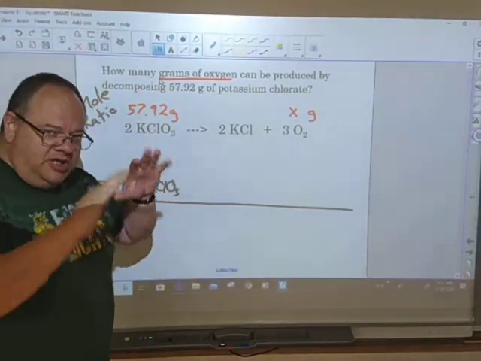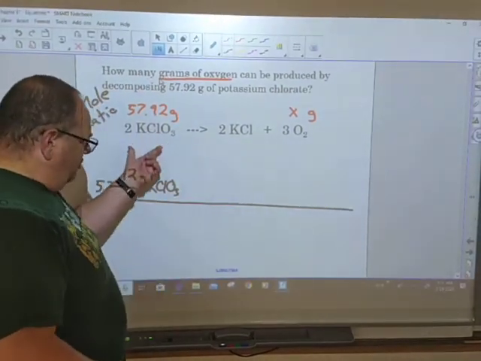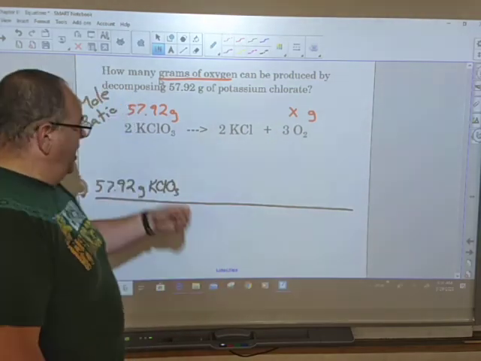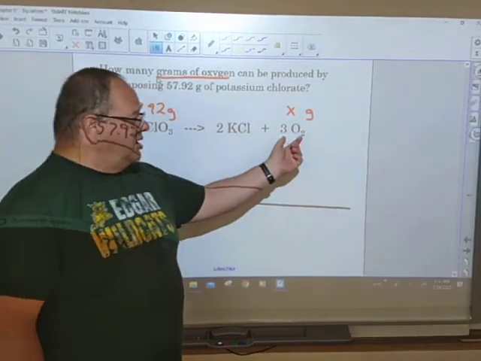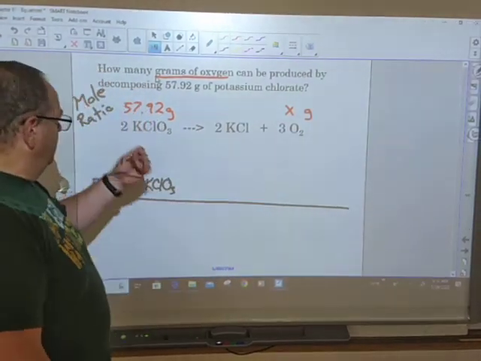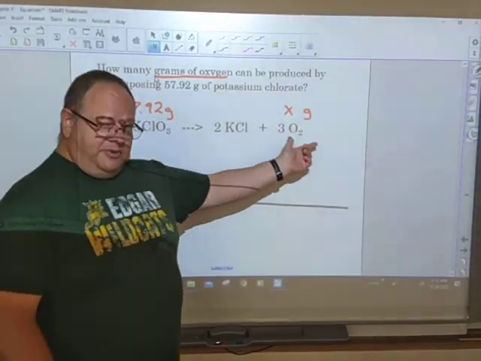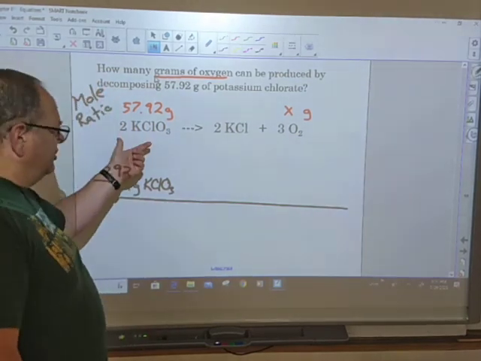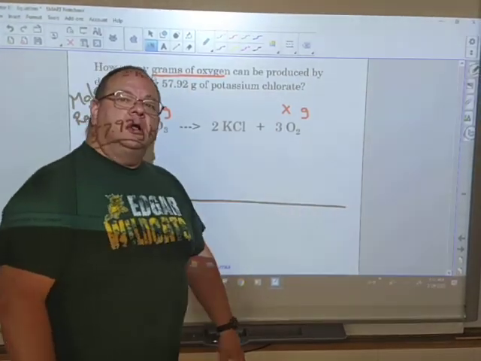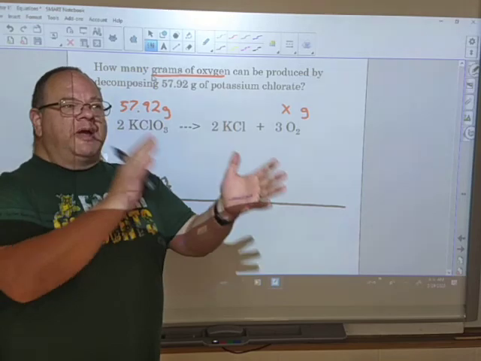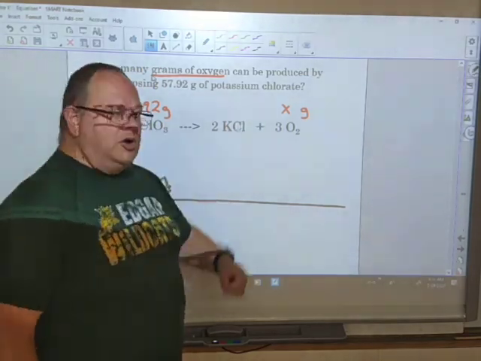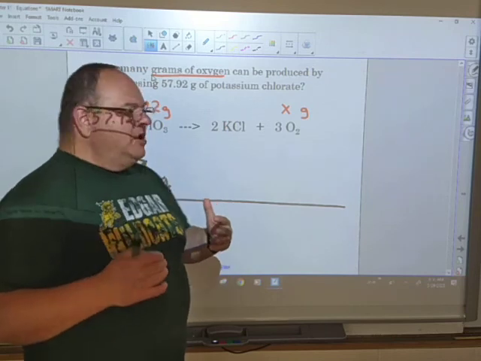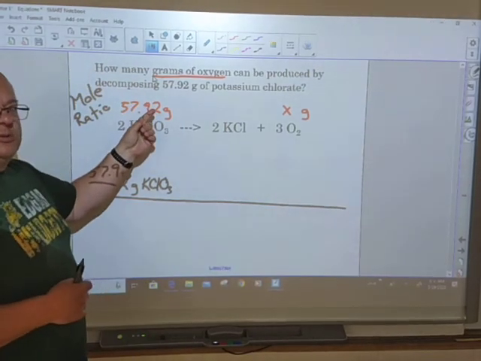So if I were talking about individual molecules, for every 2 of these, I'd produce 3 of those. If I produced 20 of these, or reacted 20 of these, I'd get 30 of these. 2,000 of these would give 3,000 of these. 2 moles of these gives 3 moles of those. So there's my relationship between these 2 substances, my given and my unknown. It's the mole ratio. The problem is, I didn't start with moles.